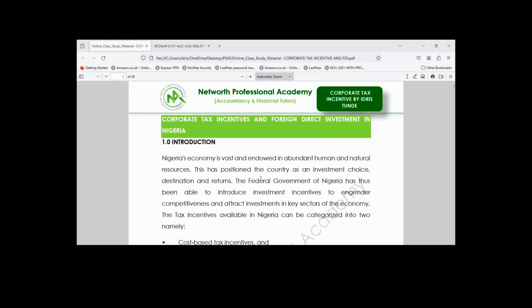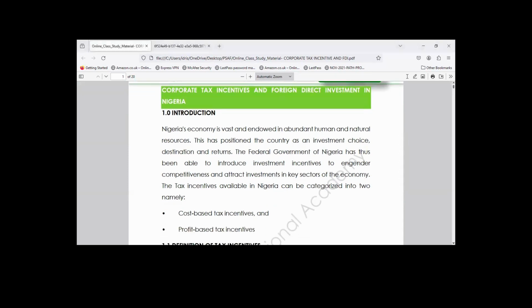So, corporate tax incentive and foreign direct investment is the topic we are discussing this morning. Based on my introduction, I said the Nigerian economy is vast and endowed with abundant human and natural resources. This has positioned the country as an investment destination of choice, with good returns. The federal government has been able to introduce investment incentives to engender competitiveness and attract investment.